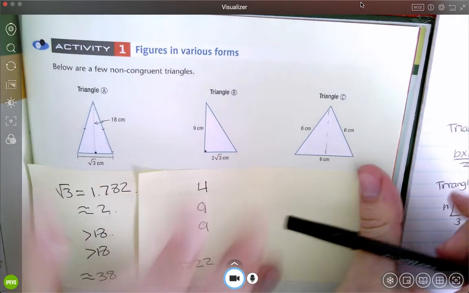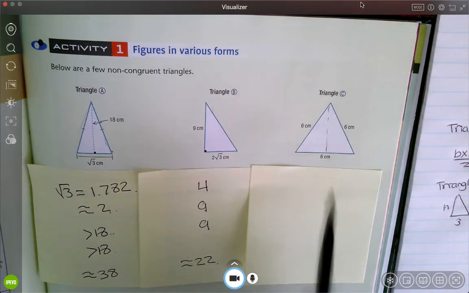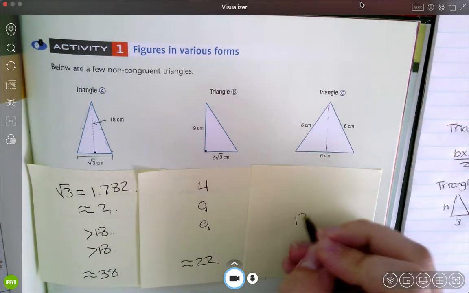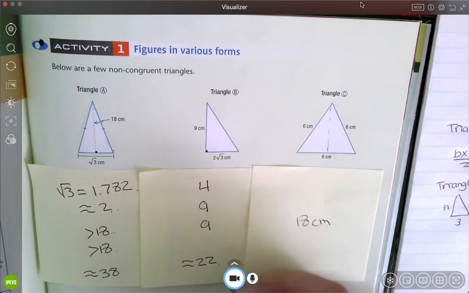Here, this one's the easiest one. So what's the perimeter of this shape? It's 18 centimeters.